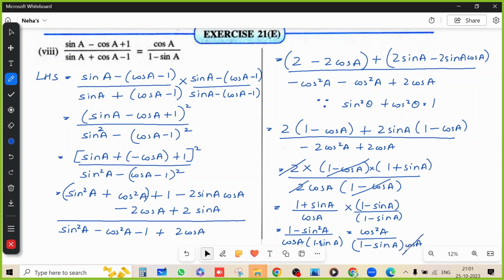So the cos A in the denominator gets cancelled with the numerator. We are left with cos A divided by 1 minus sin A, which is equal to the RHS, and hence we have proved that the left hand side is equal to the right hand side.